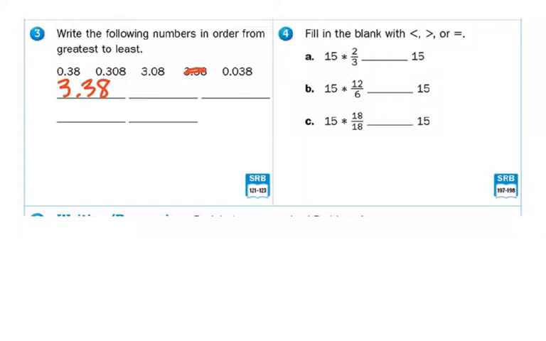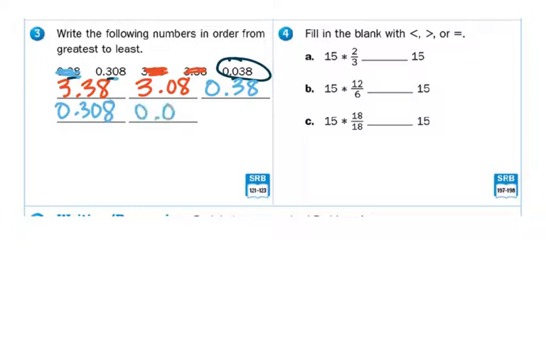Then the only other one that began with 3 in the ones place is 3 and 8 hundredths. Which would be the next greatest? Looking for greatest. 3, 3, 0. But we can ignore this one for now. Let's go to the next place. 8 or 0, which is larger? 8 is. So that would leave 308 thousandths followed by 38 thousandths.